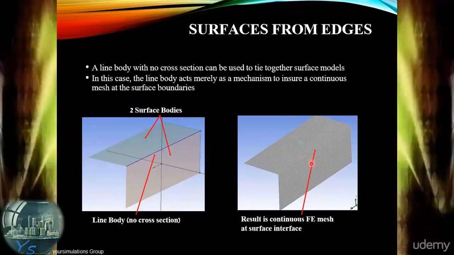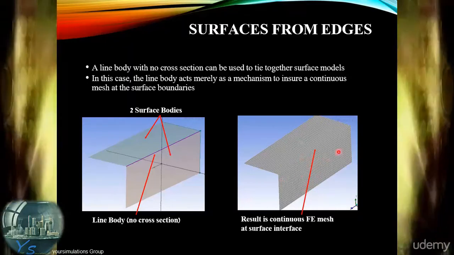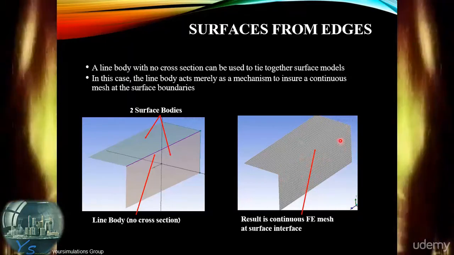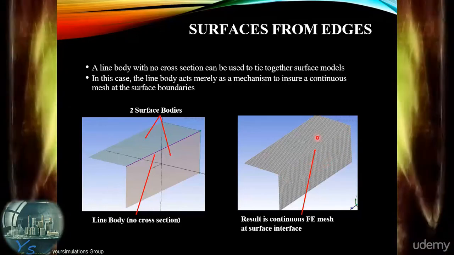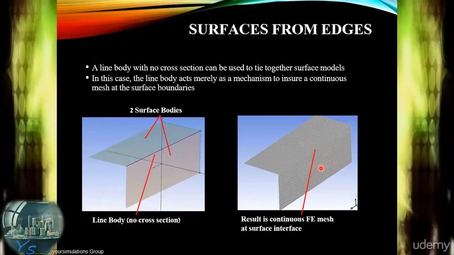So in this case the line body that was running down the middle here was purely acting as a method to ensure a continuous mesh across the two original surface bodies.